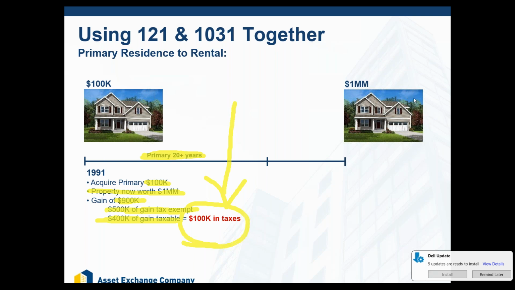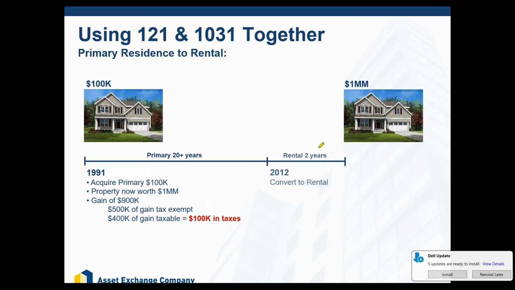But if you're smart and you understand how the tax laws work, you move out of the property and you convert the property to a rental. You establish that property as a rental for 2 years so that when you sell it, you will qualify for what? That's right, 1031 exchange.